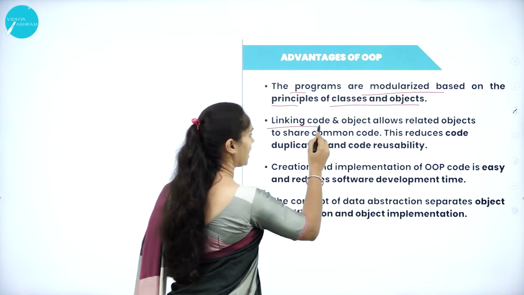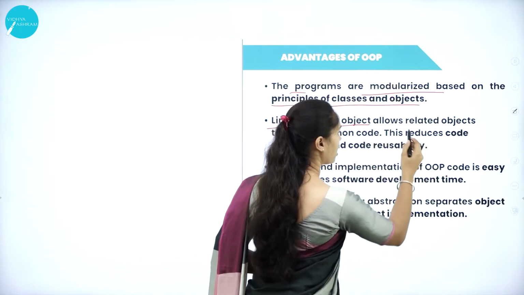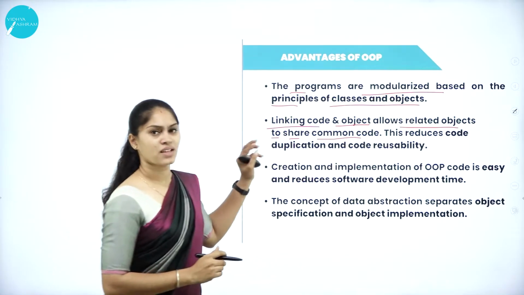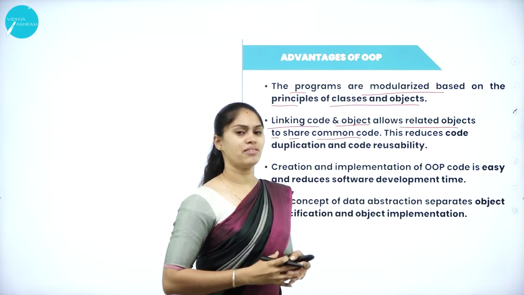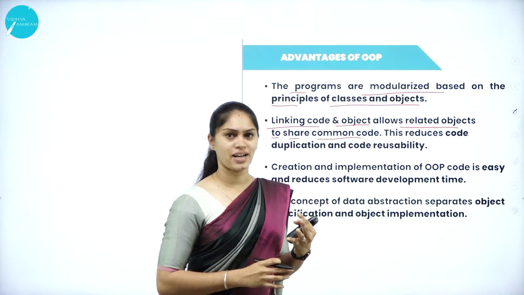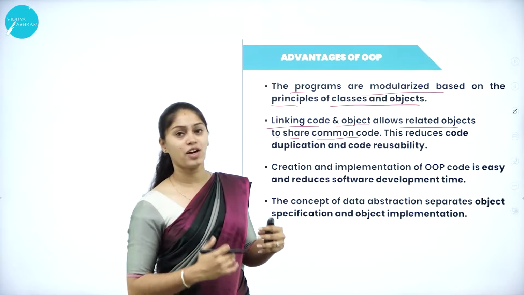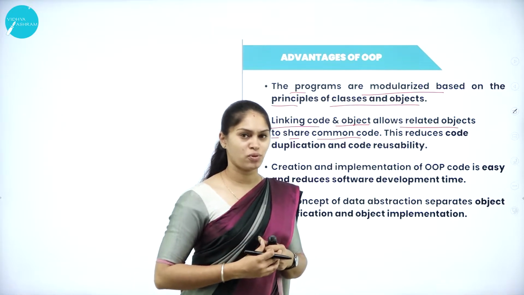Linking code and object allows related objects to share common code. As we all know, there can be any number of objects, right? And each object will have its own characteristics and behavior, or a function that it will perform.